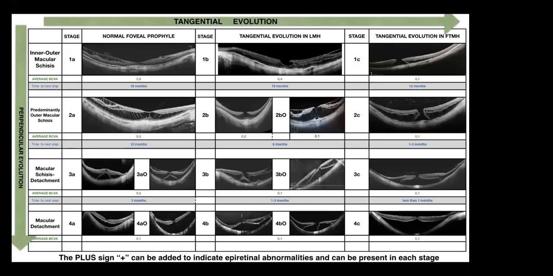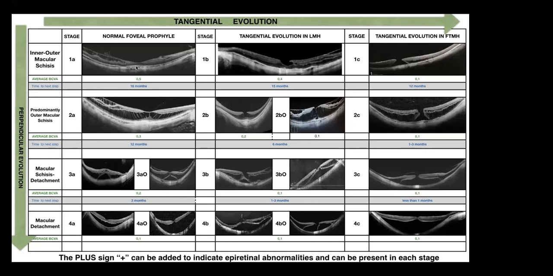If you look into the macula, you can choose between stage 1, schisis in the inner or inner and outer layer; stage 2, schisis in the deeper outer layer; stage 3, where the foveal detachments appear, a combination of schisis and detachment; and stage 4, a total detachment. And in stage 4 there is no schisis inside the retina because it has been released by the detachment.